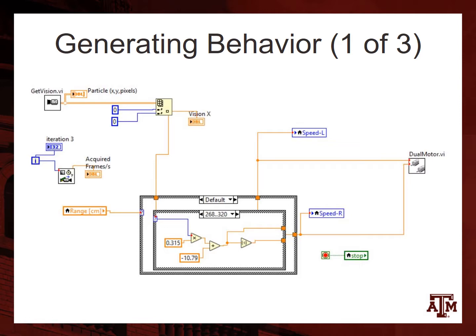The particle data is sent into an array, and the only values of interest to the code determining the behavior are the x-axis center of mass in pixels and the range in centimeters from the IR sensor.